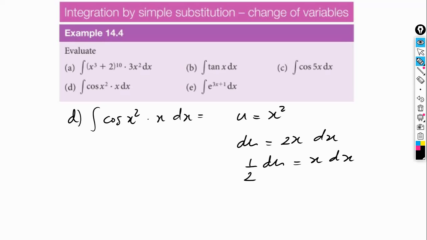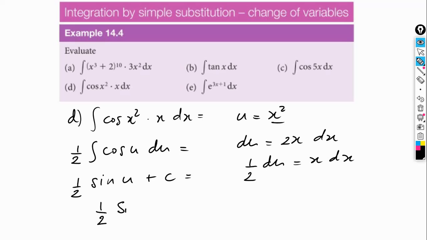So this would be the same as saying the integral of cosine of u, and then the 1/2, we can send a multiply ahead of the integral. So cosine of u du, and then this is just going to be 1/2 sine of u plus c, and then we just plug back in the x squared, and this is going to be then 1/2 sine of x squared plus c.